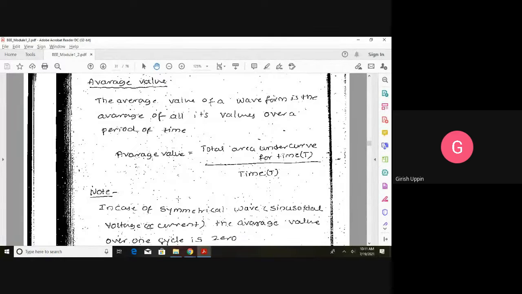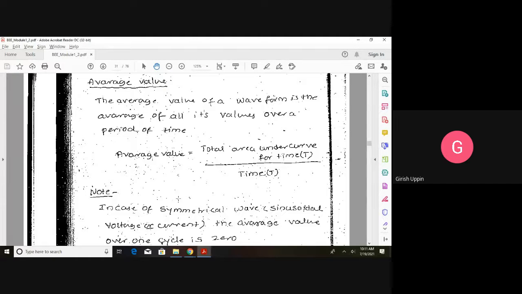And how to calculate the average value? We know there are many instances. For example, if it is a current, at instant T1 the current is I1, at T2 it is I2, at T3 it is I3, and so on over one cycle. If I want to take the average, then I would say I1 plus I2 plus I3 and so on, divided by the number of samples or intervals I have considered. That will give me the average value. That is one way of finding the average value.